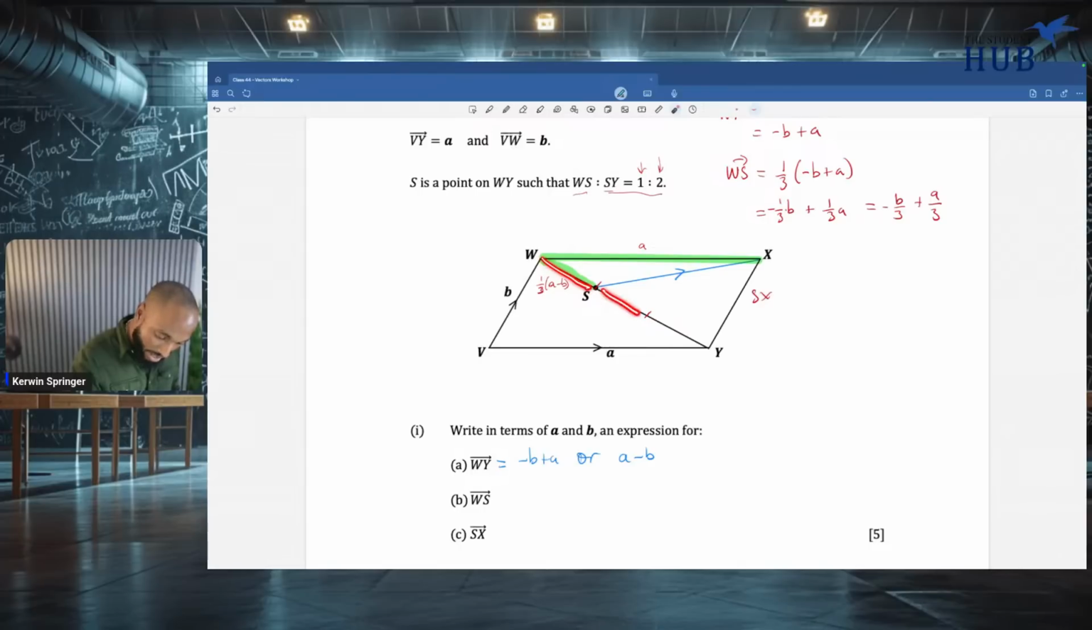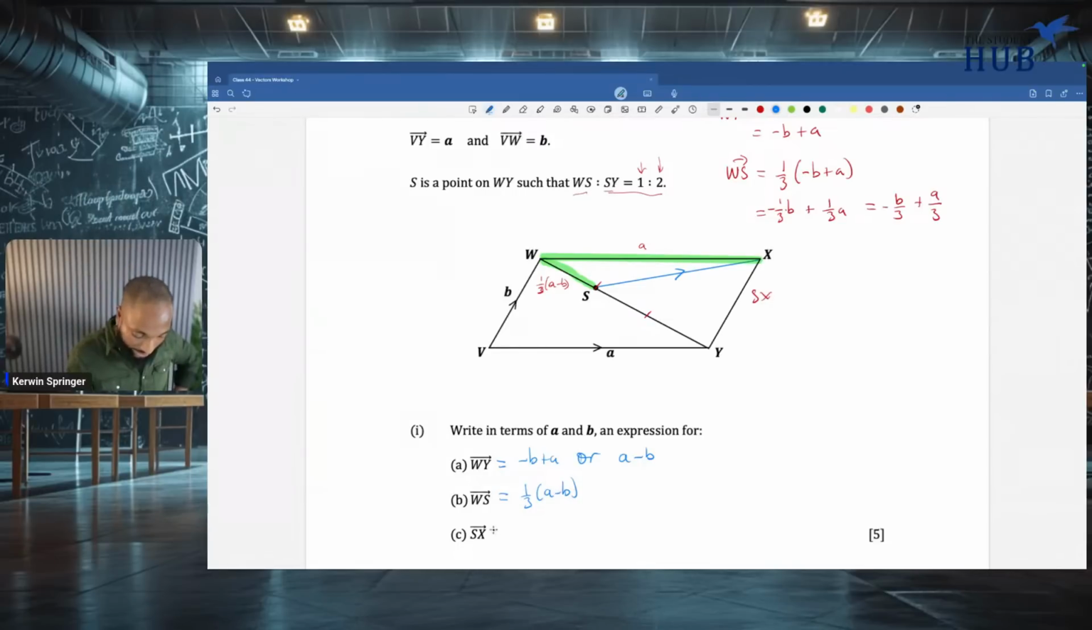WS, remember, that's 1/3 if we split it into 3 parts, because that's what it says up in the question here. WS to SY is 1 to 2. That's 3 parts. 1 part here and 2 parts there. So therefore, WS is 1/3 of WY, which we just figured out. So that's why I said WS is 1/3 of minus B plus A. That's it. Stop right there. Just allow your mind to accept that. 1/3 of the A minus B. I could write minus B plus A. I could just switch this around, put the A in front so the negative isn't exposed out there.